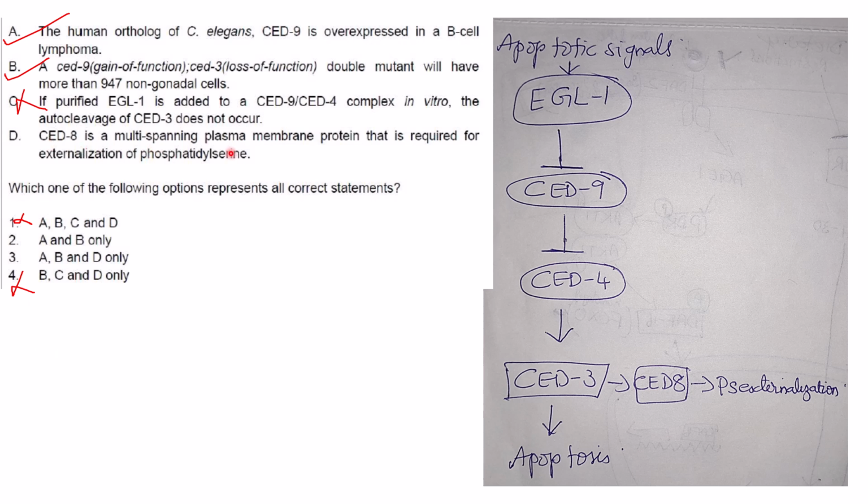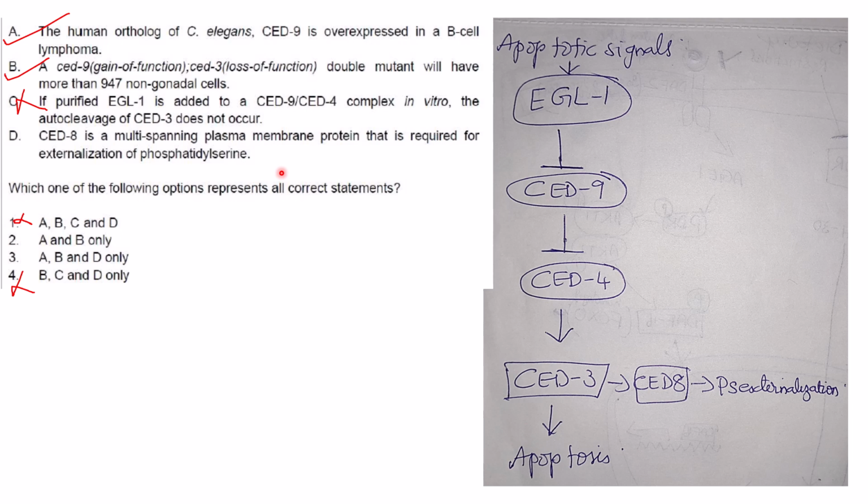CED8 is a multi-spanning plasma membrane protein that is required for externalization of phosphatidylserine. Okay, you know that during apoptosis, if the cell is going to go apoptosis, it will send its phosphatidylserine on the external side of the plasma membrane. It is a signal telling eat me. So it is calling the phagocytic cells to come and phagocytose the cell, resulting in apoptosis.